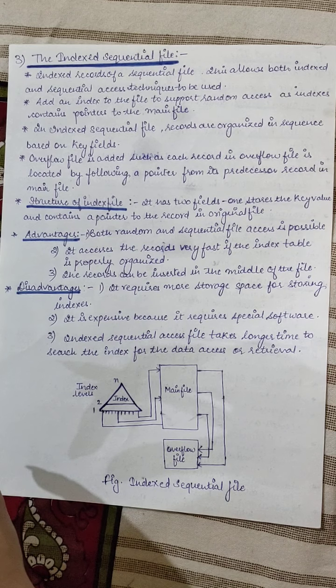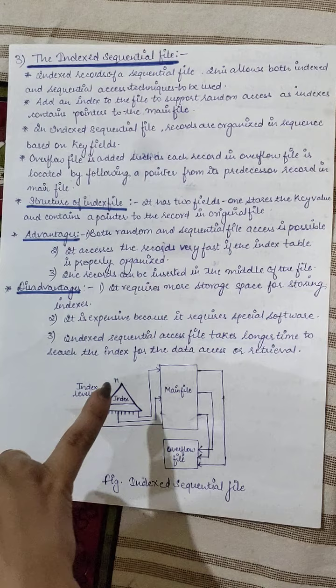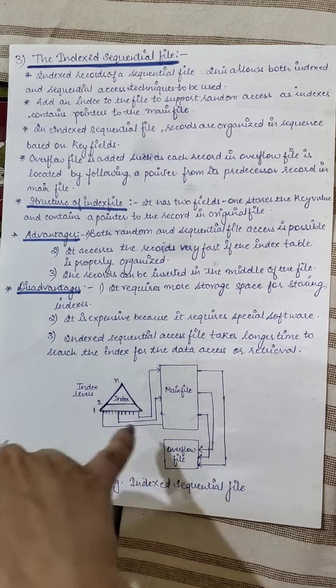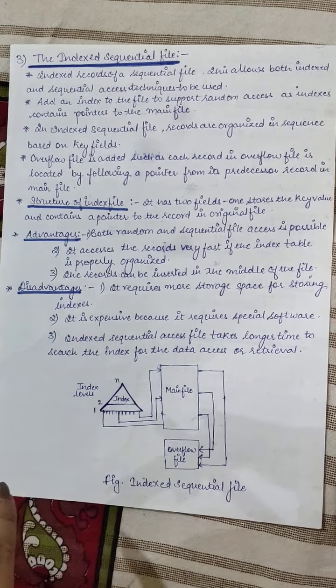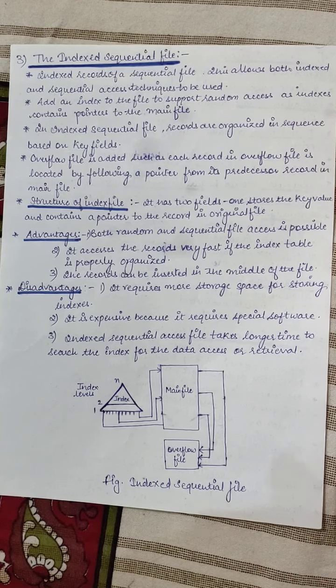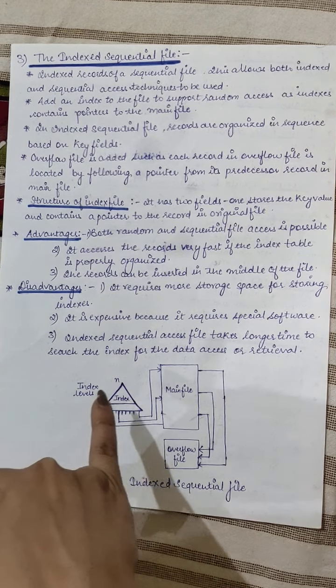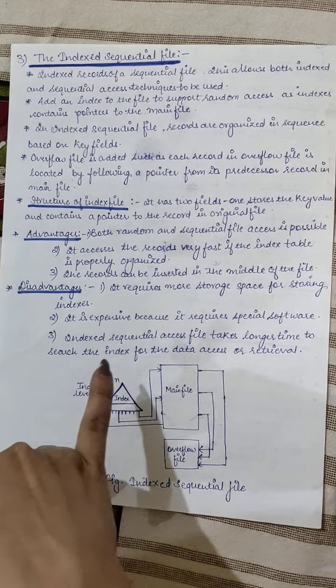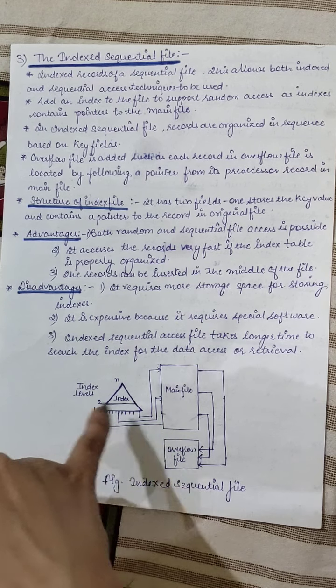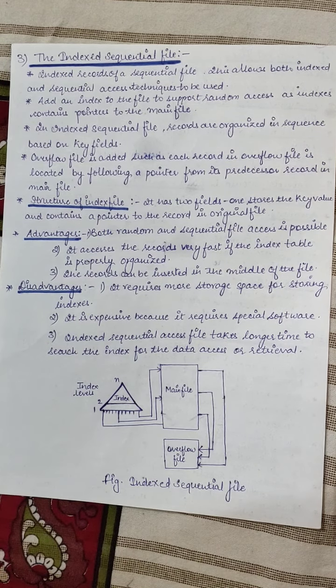Then the disadvantage is that it requires more storage space for storing the indexes. जो ये index file है वहाँ पर भी हर एक record की entry के लिए you will have to store the index value. So index table के लिए भी आपकी storage space use हो रही है. It is expensive. The reason being it requires special software, and an index sequential access file takes longer to search, because एक बार data access में index में होगा and then you will have to retrieve it from the main file. So यहाँ पर थोड़ा time ज़्यादा लग जाता है.